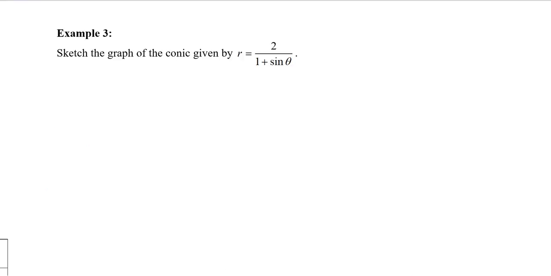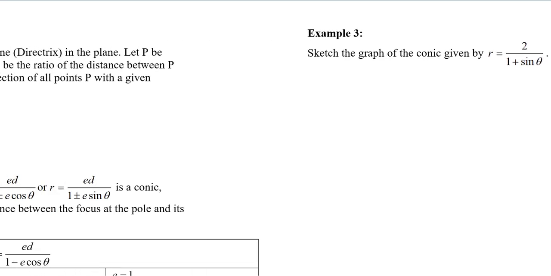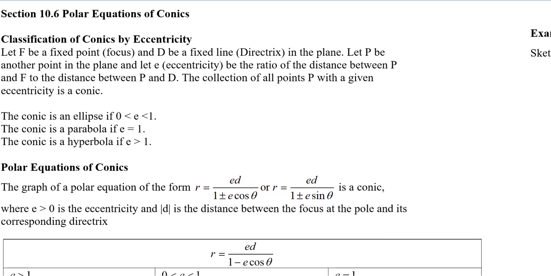Now I want to do one example of a parabola. That one is obviously already in that form, so E is equal to 1. And so that implies this one is a parabola. Now, a parabola with DE equal to 2 means E equals 1, D equals 2 right here. And this one is a parabola that opens downward, because it's 1 plus E sine theta.